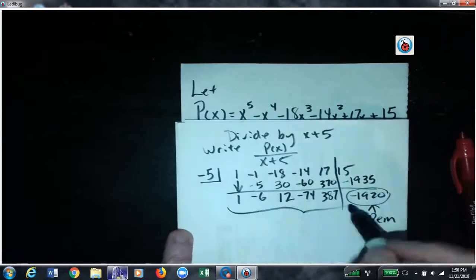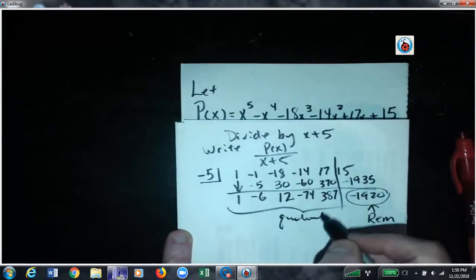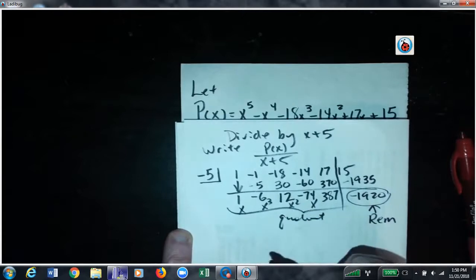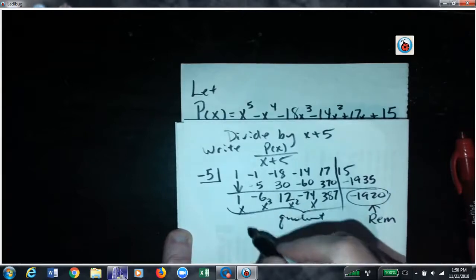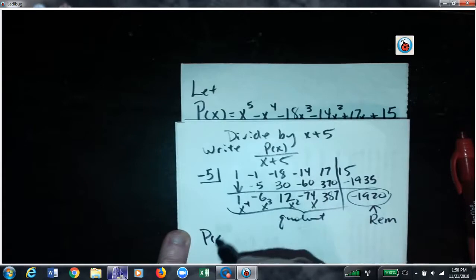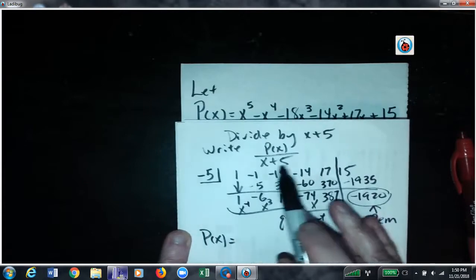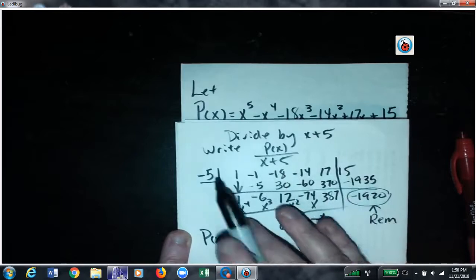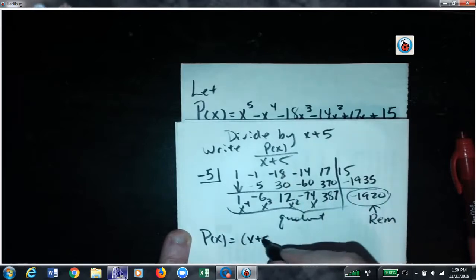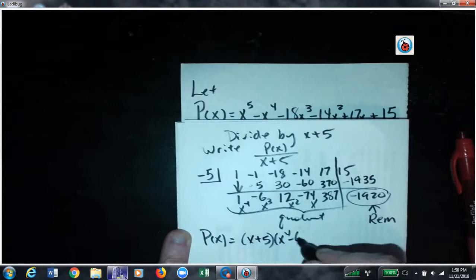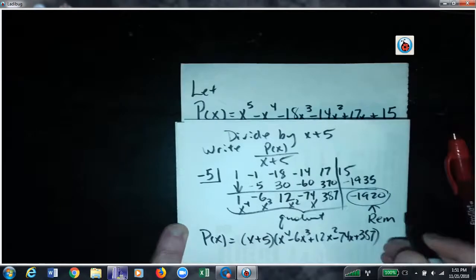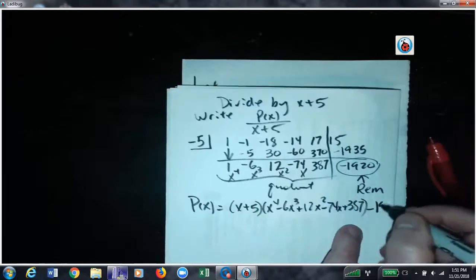And this will be my quotient. So constant, x, x squared, x cubed, and x to the 4th. So p of x is equal to the divisor. So I divided by x plus 5, or you can say the divisor is x minus the number in the box, which is x plus 5, times the quotient, plus the remainder, so plus negative 1920.